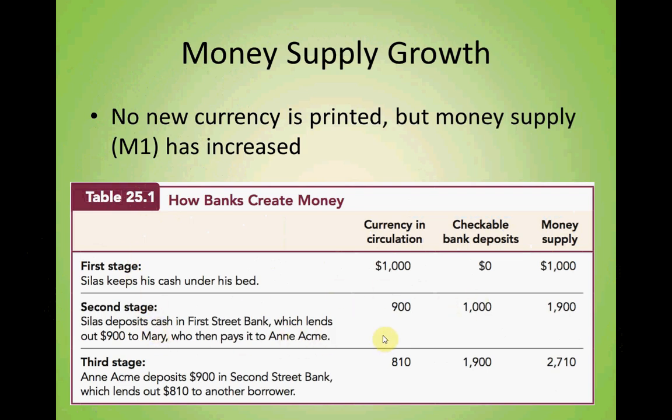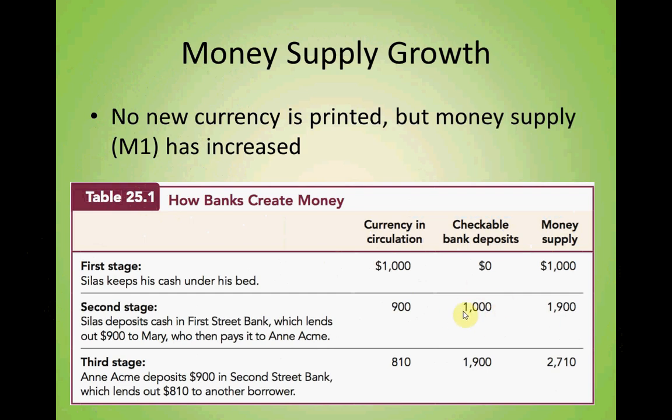So let's take a look at what's happened now. There's $1,000 in checkable deposits. That's a liability the bank has, and that's Silas's $1,000. But the understanding is that he's not going to go grab it out right now. And that $900 is also now in circulation, because it exists for Mary, who then gave it to Anne. So that $1,000 is still there.